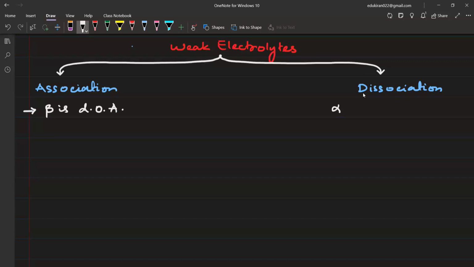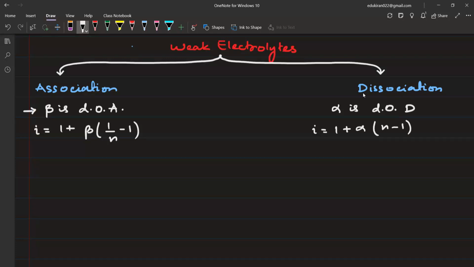And for dissociation, we write alpha. Alpha is the degree of dissociation. Now, for association, what happens? I, that is the Van't Hoff factor, is equal to 1 plus beta into 1 upon n minus 1. For dissociation, i is equal to 1 plus alpha into n minus 1.